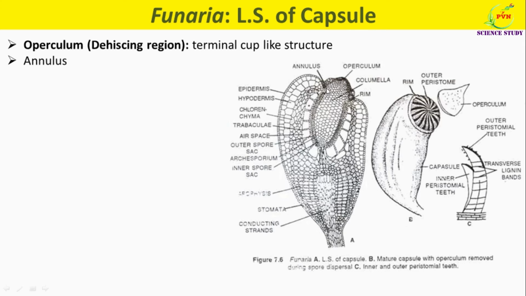The operculum and theca region are delimited by a constriction where 2 to 3 layers of cells are present, forming the annulus. So this is the annulus. Immediately towards the inner side are present peristomial teeth. These peristomial teeth surround the mouth of the capsule. Below the annulus, 2 to 3 layers of radially elongated thick-walled cells are present, which form the diaphragm or the rim. The diaphragm or rim forms the upper end of the theca. So this is the rim region.